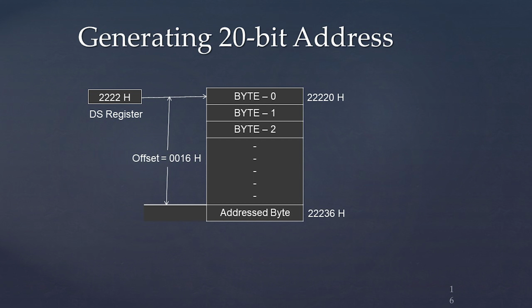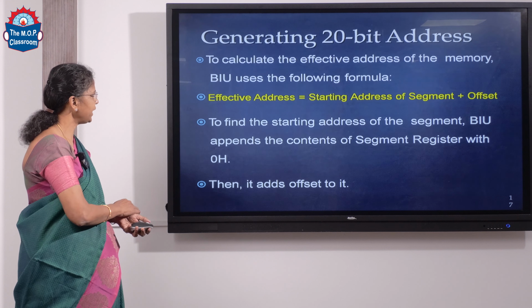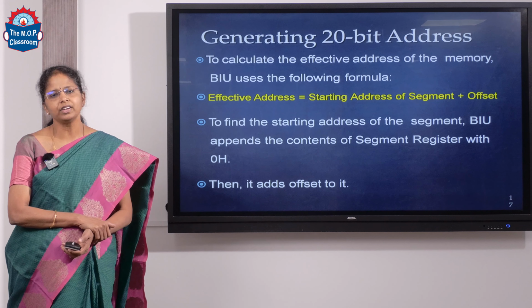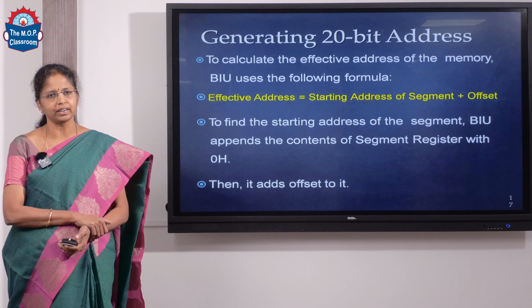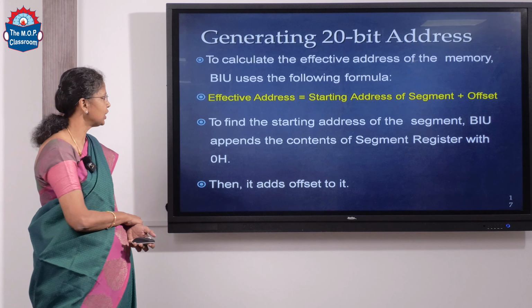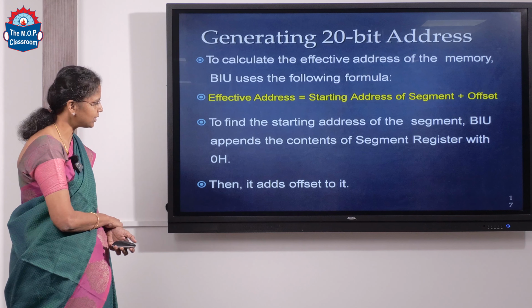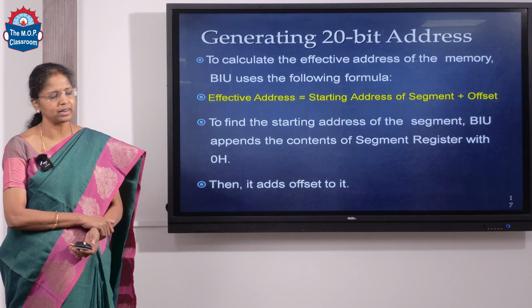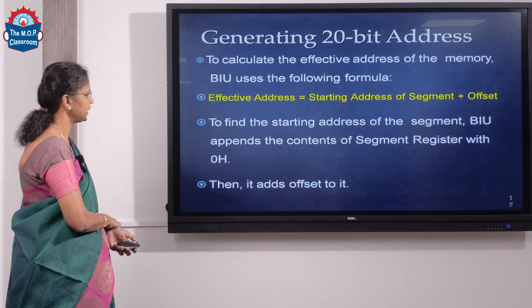So for that, what do we have to do? We have to append 0 to the value in the data segment register. So it becomes 22220. And then we have to add the offset, which gives the effective address 22236H. So in general, the bus interface unit calculates the effective address. So how do we calculate the effective address? It's nothing but the starting address of the segment, which is available in the segment register, plus the offset.